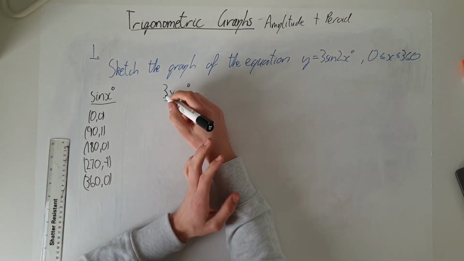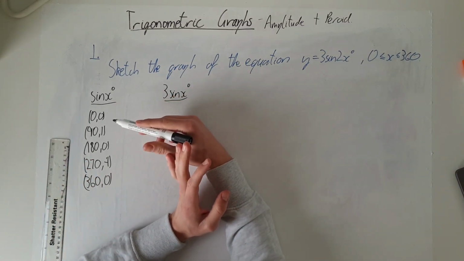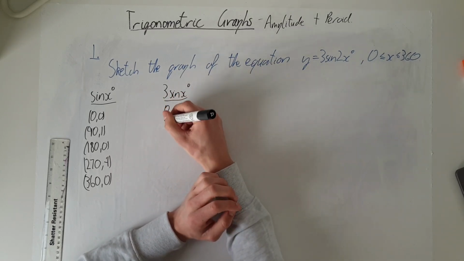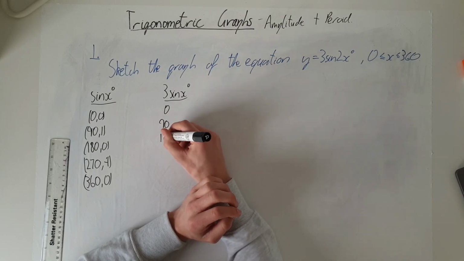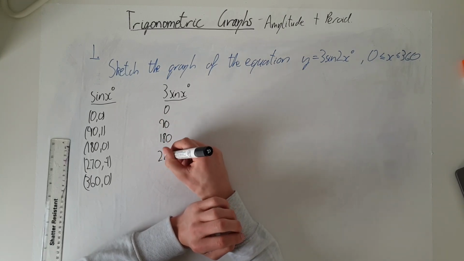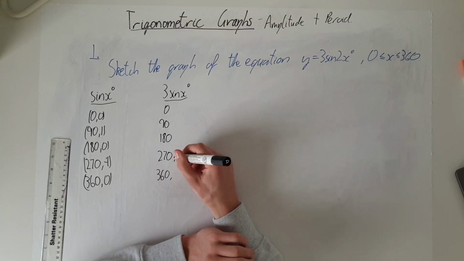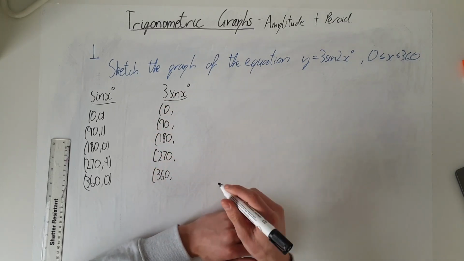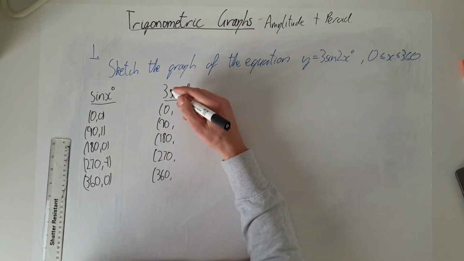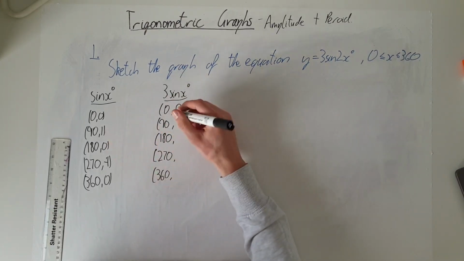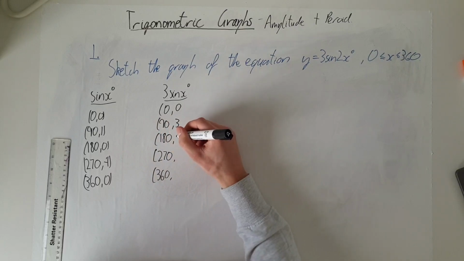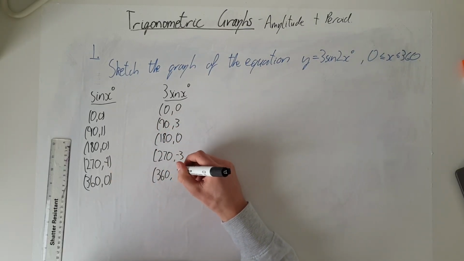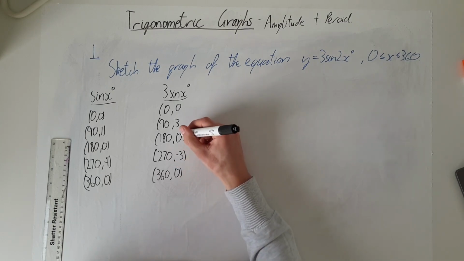So first of all, we know for amplitude we multiply every y value by the amplitude, which is 3. So our x values stay the same: 0, 90, 180, 270, 360. Now, our y values multiplying by 3. 0 times 3 is still 0, 1 times 3 is 3, 0 times 3 is still 0, minus 1 times 3 is minus 3, and 0 times 3 is still just 0. And here are our new points.